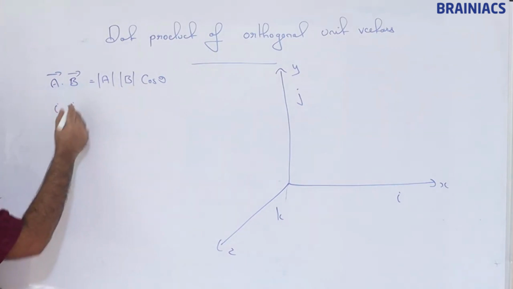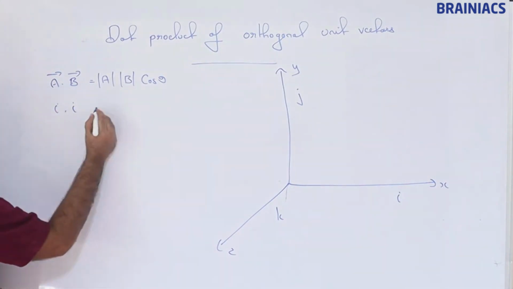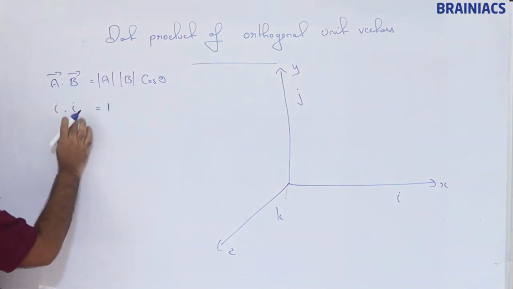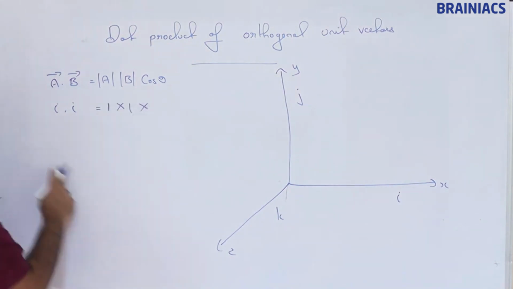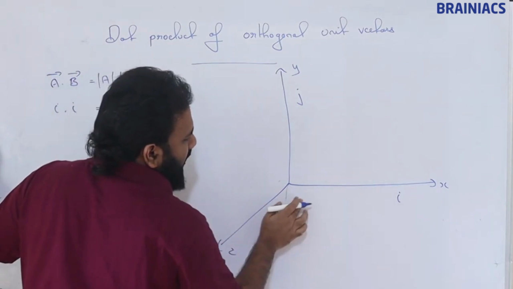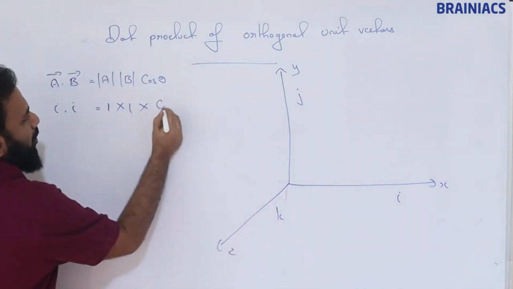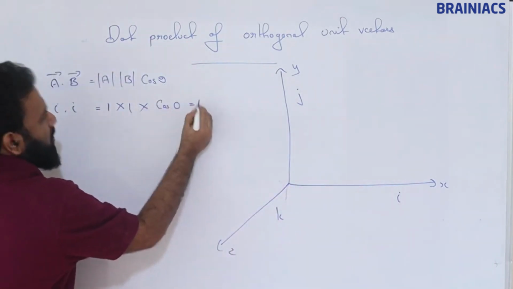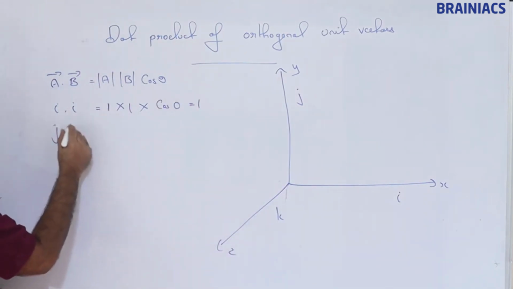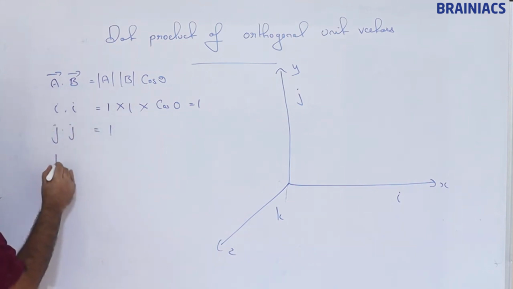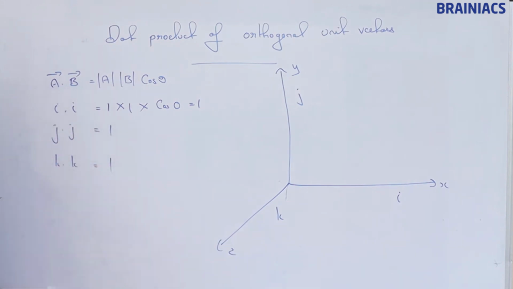Suppose I dot I, if we do, what is the magnitude of I? 1. What is the angle between them? This is I vector, this is another I vector, so cos 0, so this is going to be 1. I dot I is 1. Same way we can do j dot j is also 1, k dot k is also 1.